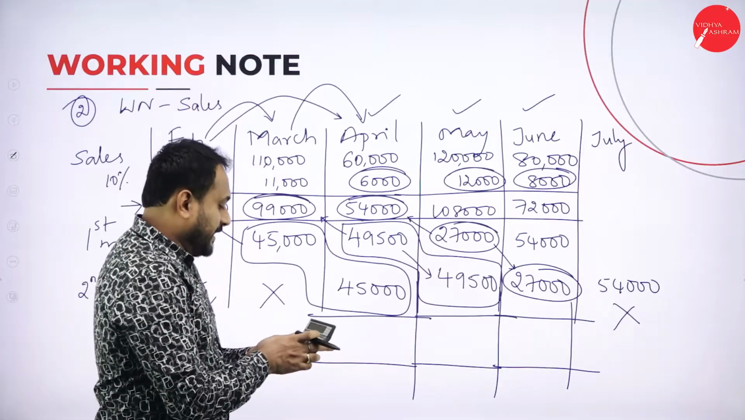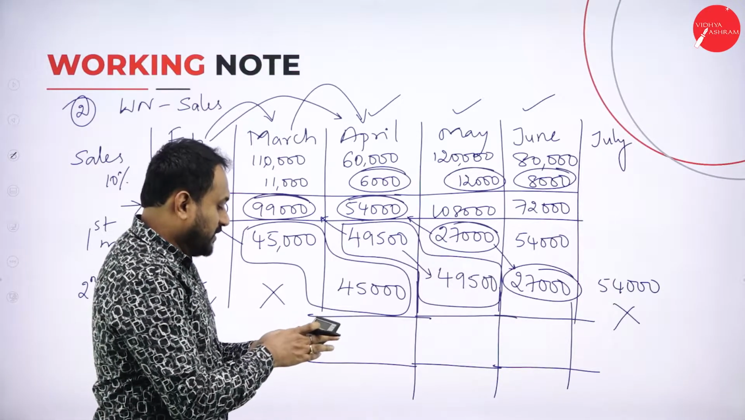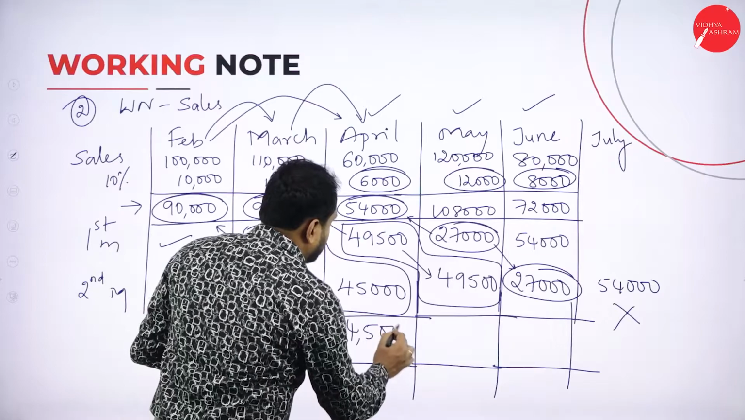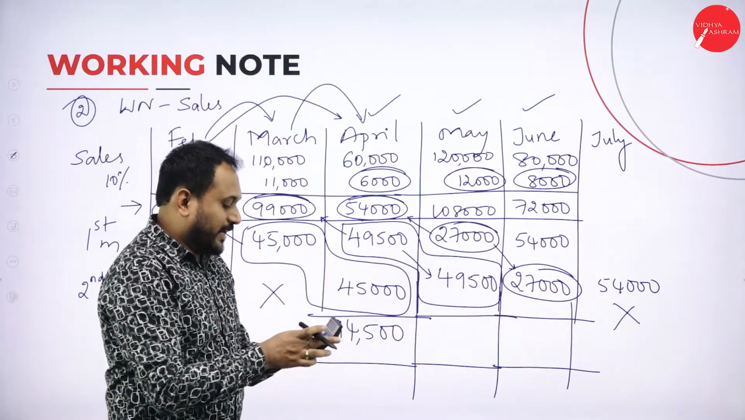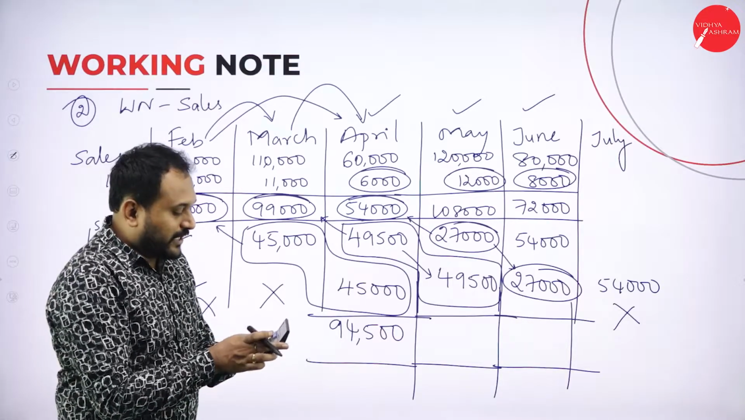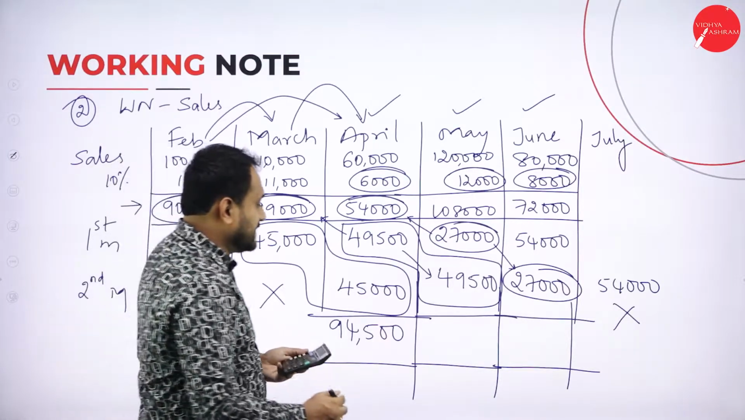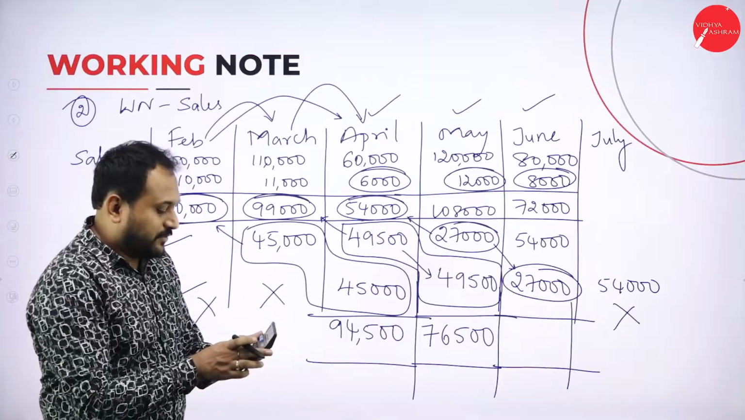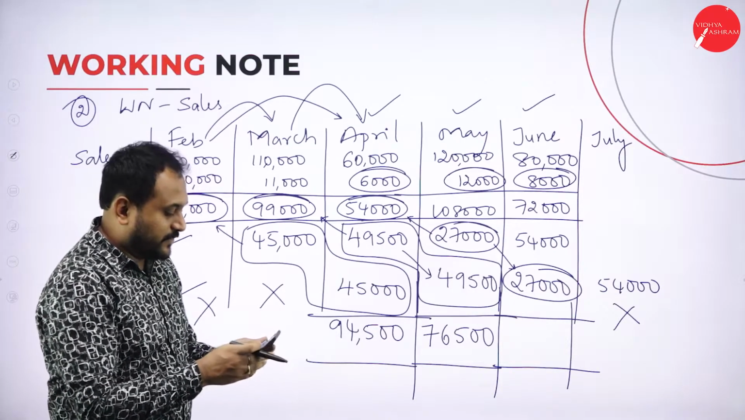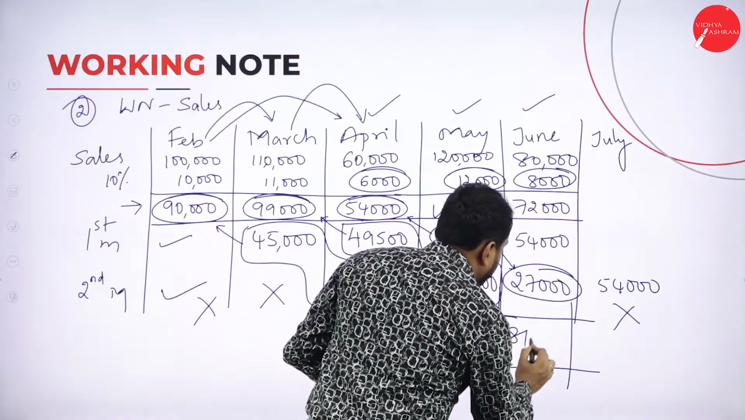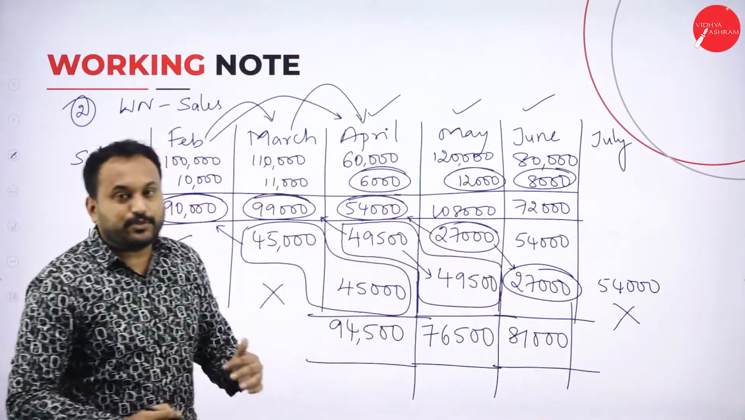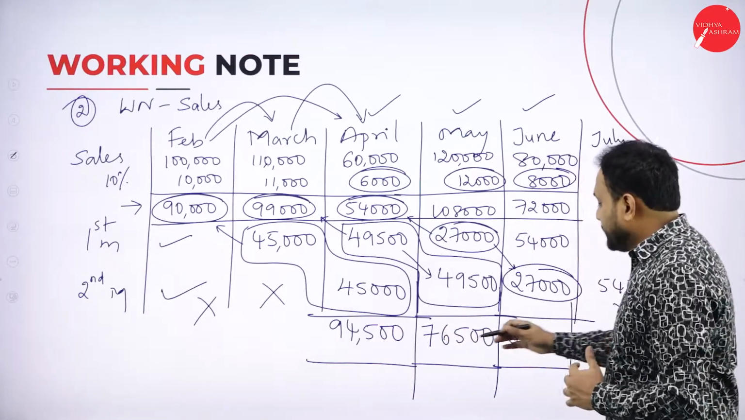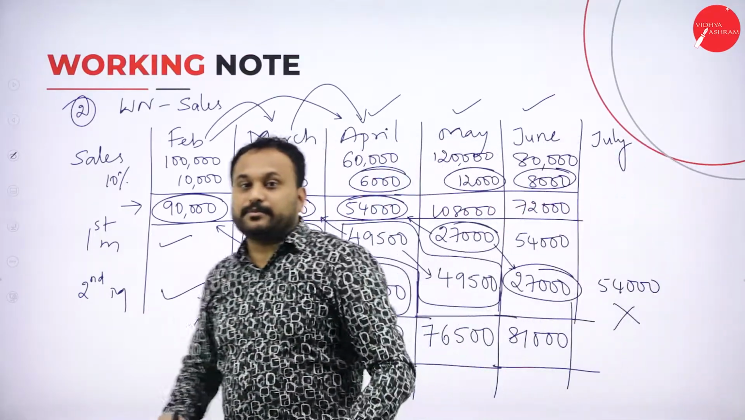The first one is 49,500 plus 45,000, that is 94,500 in the month of April. Next is 27,000 plus 49,500 is equal to 76,500. Next one we have is 54 plus 27, that is 81, so we have 81,000. So what is the sales which we have collected in the month of April, May, June? That is 94,500, 76,500 and 81,000. That we are supposed to write it.